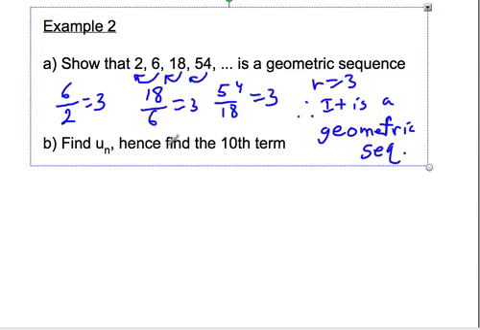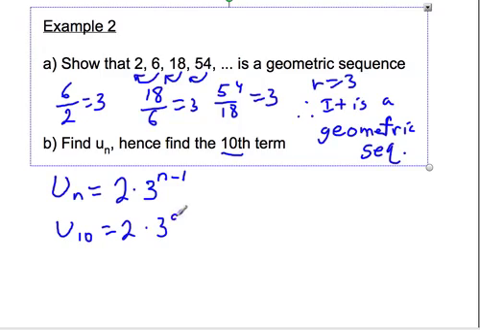Nextly, find u sub n and hence find the 10th term. So our formula is u sub n equals u sub 1, which is 2, times the common ratio, which is r, in this case 3, to the power of n minus 1. So there's our formula for finding any general term in the geometric sequence. And we're asked to find the 10th term. So u sub 10 equals 2 times 3 to the power of 9.